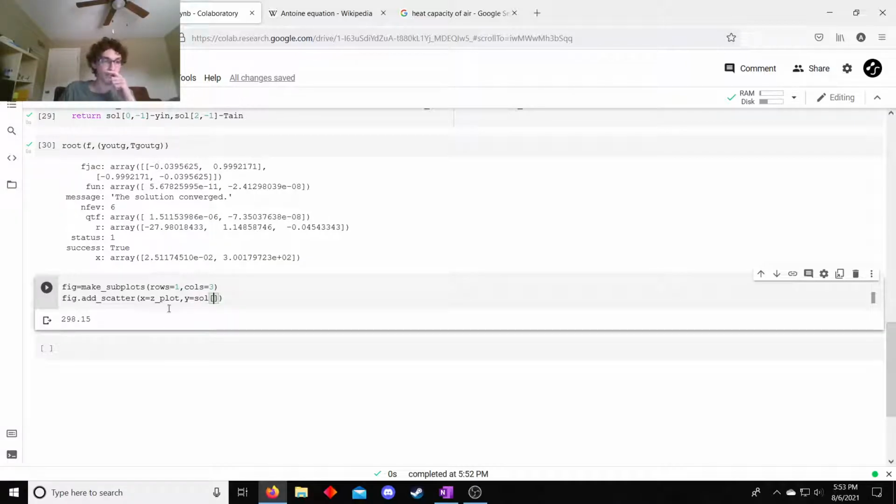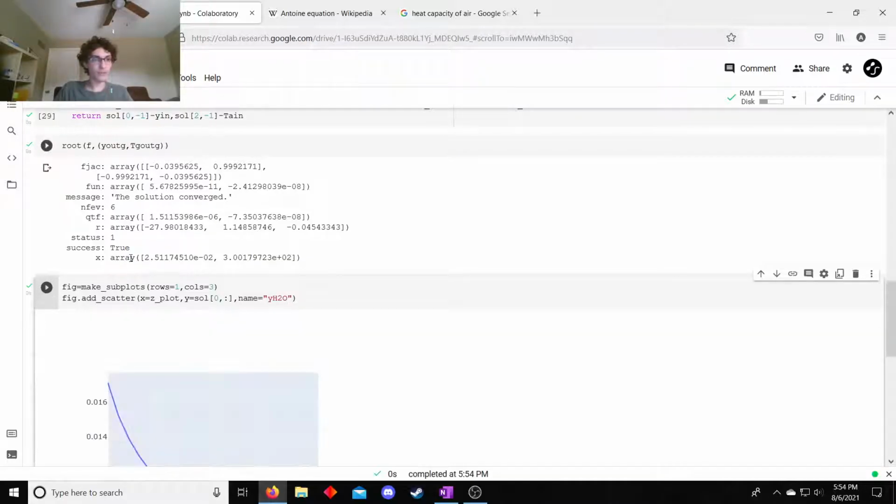So this first line is only going to be the mole fractions. If we remember from that set of arrays, we had 3 arrays. The first array is going to be our mole fractions of water, so that'll be 0. And then it's the first array and every value in that array, so we'll put the colon there for every value in that array. And then we'll say name equals y H2O. We'll see if this works.